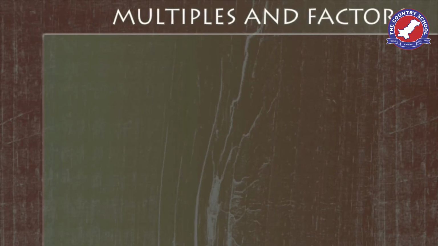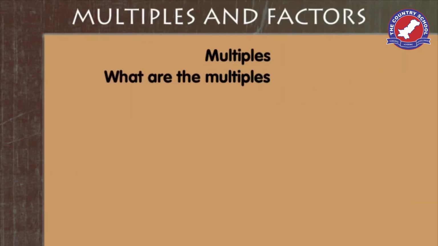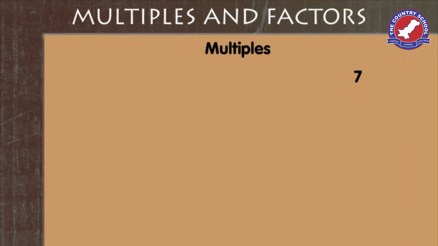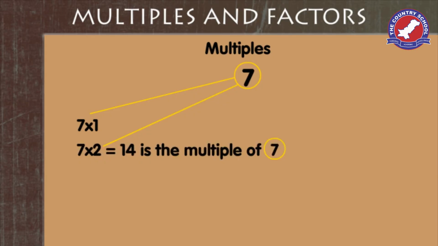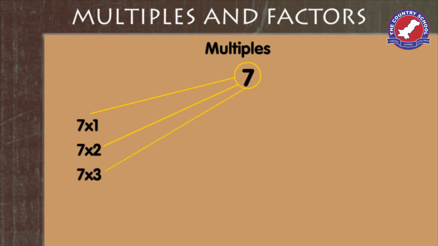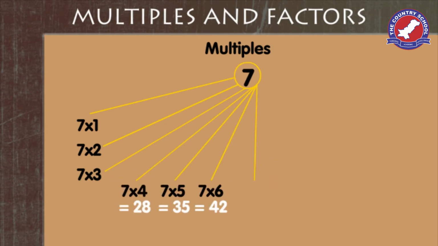Multiples and factors. What are multiples? Let's see for the number 7. 7 into 1 is 7. Here 7 is the number. 7 into 2 is 14. So 14 is a multiple of 7. 7 into 3 is 21. And 21 is also a multiple of 7. Likewise, 28, 35, 49, 56 and still more.